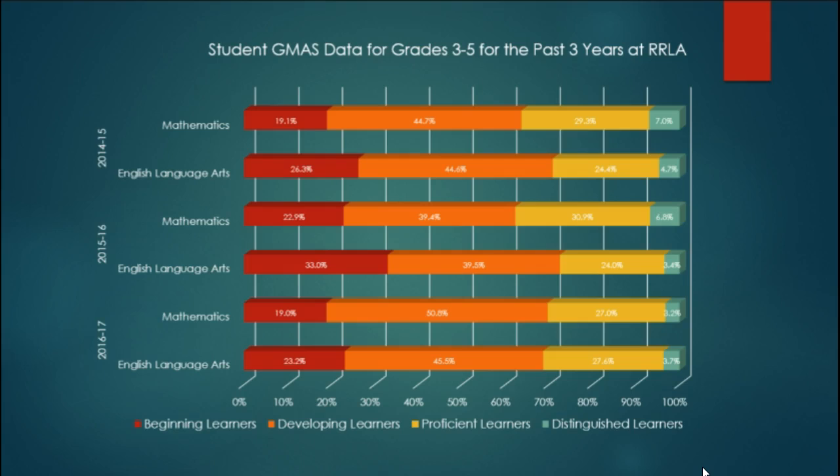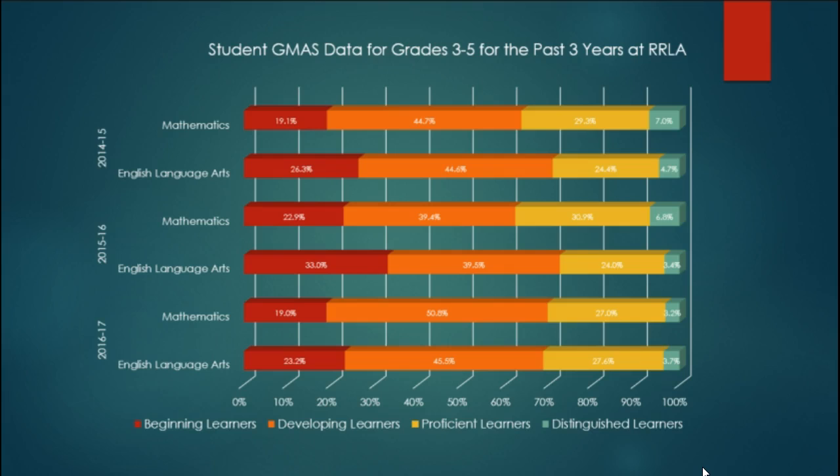In order to get a better picture of our school, and after looking at the CCRPI data and aggregated data, we are now going to take a closer look at student achievement data at RRLA. Since GMAS is relatively new to our students and teachers with less than 5 years of implementation, the amount of students performing at the developing and proficient levels seems to have increased in 2017 for language arts.